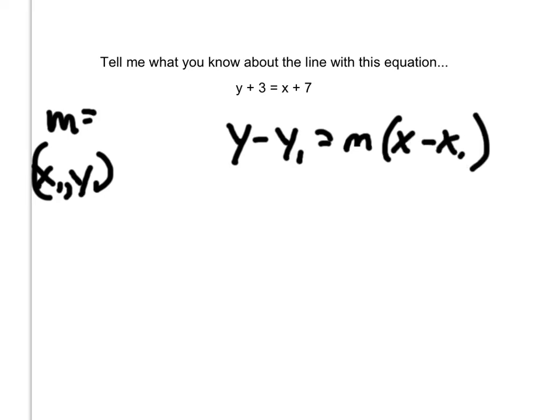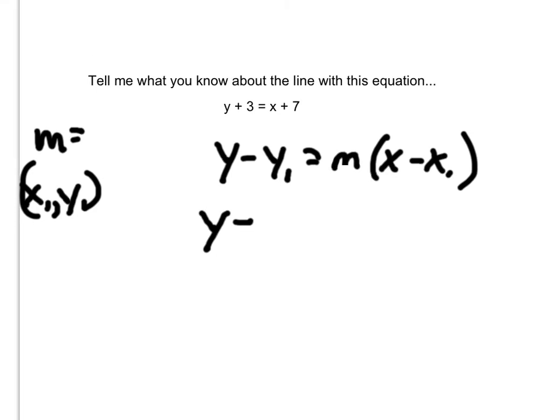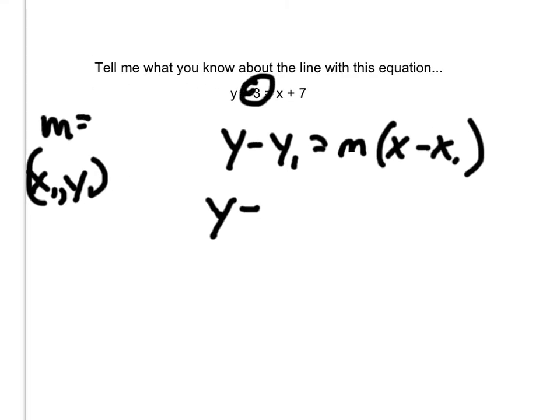Things to notice here are I've got a y, but I'm adding it. Point-slope form says I have to subtract it. So I've got y minus, and what's the same thing as adding a number? The same thing as adding is taking away a negative. So really I can put y minus negative 3, because that's the same as y plus 3. So really this line is in point-slope form. It just looks a little different because it's really minus a negative, which we can change to a positive. So y plus 3 is the same as y minus negative 3.